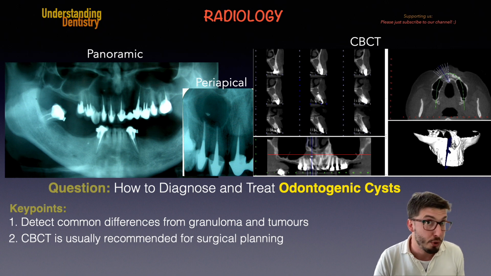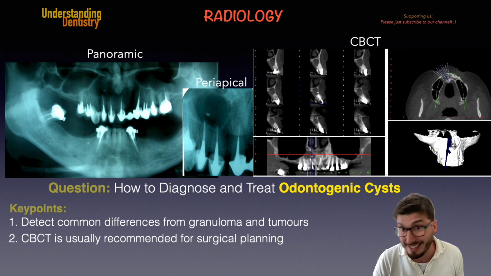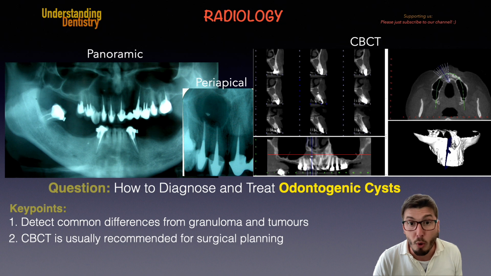Now you are able to see the second key point, which is that CBCT, as I said, is usually recommended for surgical planning, okay? So now we can see the entire extension, even the mesial-distal extension of the cyst. Distally, the cyst is in continuation with the medial wall of the maxillary sinus, and this is happening throughout the entire alveolar ridge from buccal to palatal. It's in contact with the sinus.